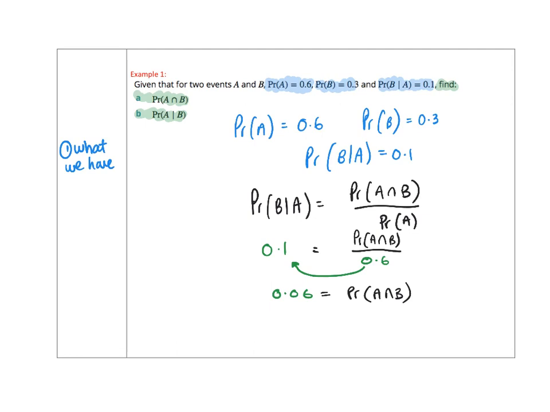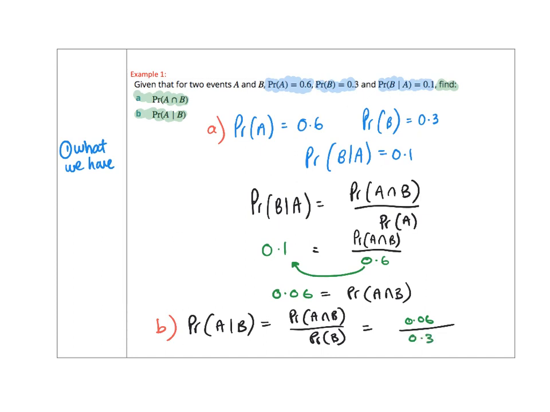So we'll say this was part A, but for part B, we've got our formula. The probability of A given B is equal to the probability of A intersection B over the probability of B, which in this case is 0.06, we found from the previous part, divided by 0.3.